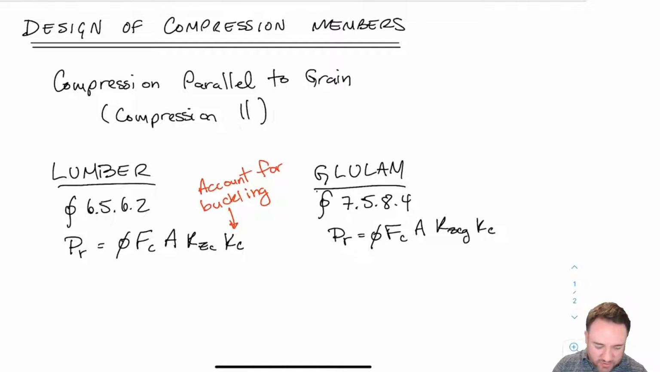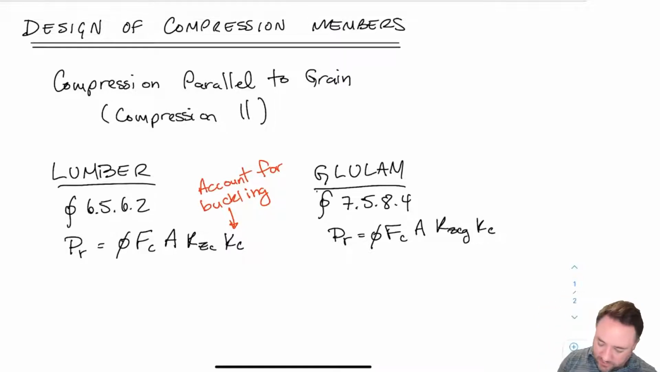Now the big difference between these two is actually in how we deal with the size effect. And you can imagine that size effect for lumber and size effect for glulam are different because lumber is made of a single piece like this, whereas glulam is an engineered wood product made of multiple pieces all glued together.